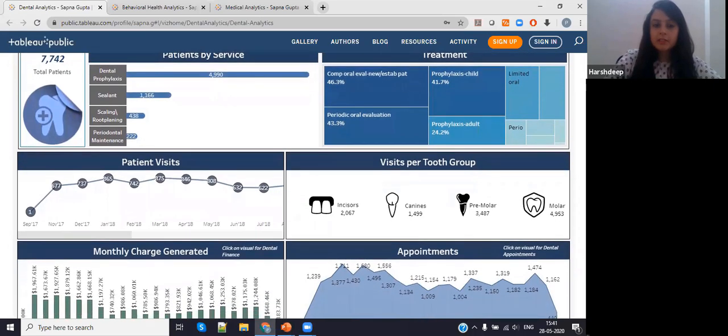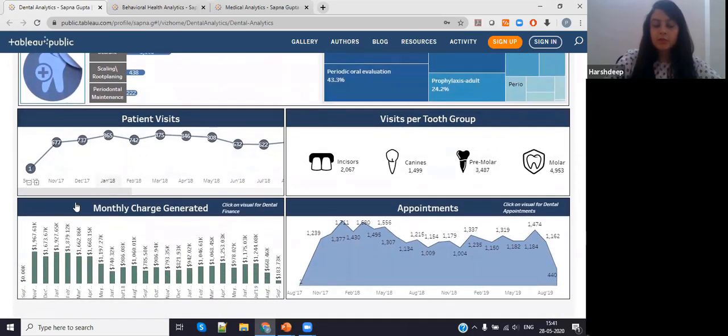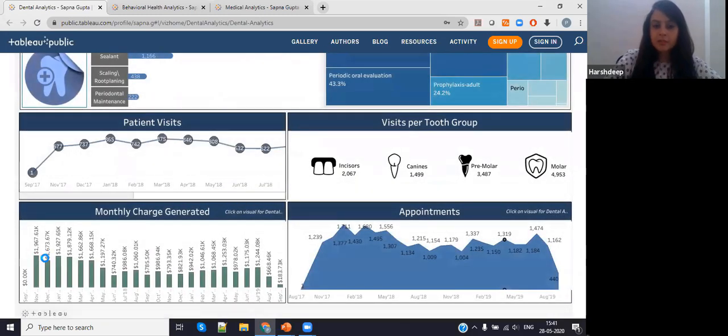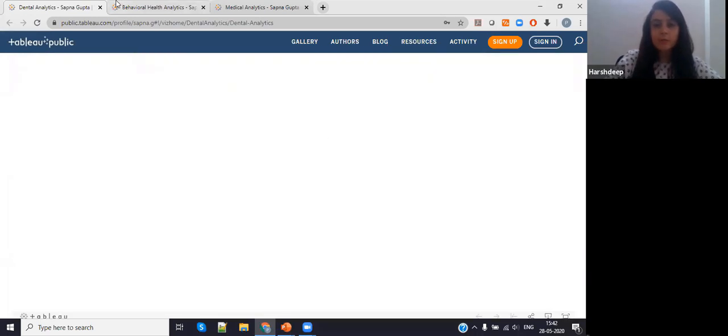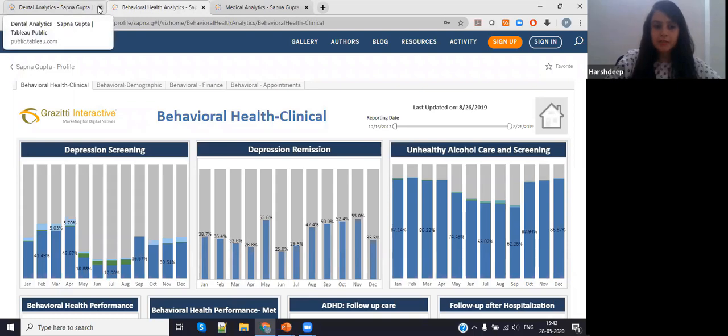To view further details, you can click on the visual and go to the Dental Finance Dashboard that shows in-depth analysis for charges, payments, and adjustments. So herein we had the detail about charges, payments, and adjustments for a further drill down into the financial health of the business. The next one we have in line is behavioral health.